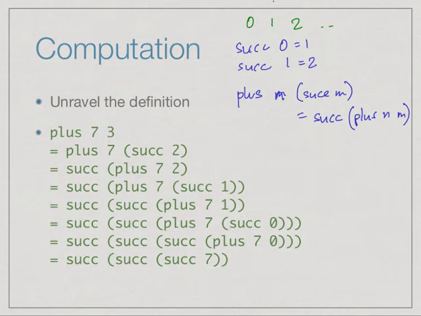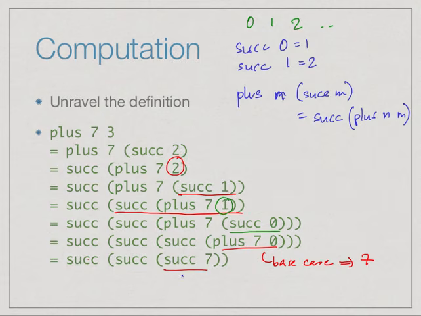Now once again I can expand this 2 as successor of 1 and apply that rule again, and I get successor of successor of plus 7 1. And then once again I can replace the number 1 by the expression successor of 0, and then I get successor of plus 7 0. Now this is the base case, which is 7, right? So I get successor of 7, and then if I continue with this computation, this will give me 8 by the built-in rule, this will give me 9 by the built-in rule, and this will give me 10 by the built-in rule. So this is how I will get plus 7 3 equal to 10.